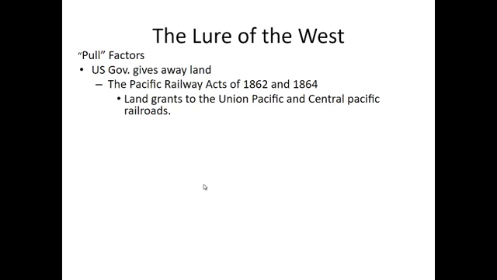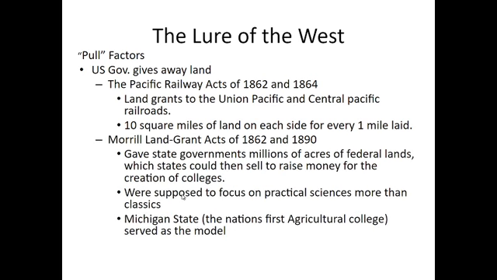Some pull factors that pulled people west: the U.S. passed a whole bunch of laws. We're not going to spend a ton of time on them, but one was the Railway Act, which basically incentivized the railroad companies to build railroads across the land, which is going to connect people. And then there's the Morrill Land Grant Act. There was all this land, so the government started giving away the land to people, and the money they raised from selling the land would go to create colleges. So it was kind of a win-win.